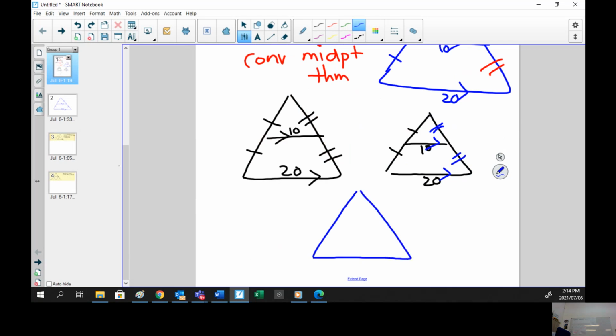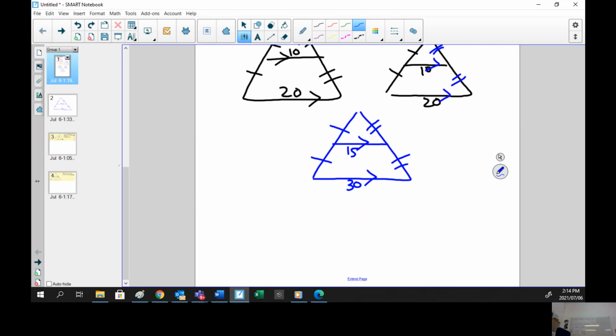What other options can we do? Let's say we've got this being parallel. There's one, and I'll tell you this is 15 and that's 30. All right. Well, that's 2 pieces of information. That gives me 2. So what do we automatically know? We automatically know that those are cut in half and those are cut in half. Converse midpoints.